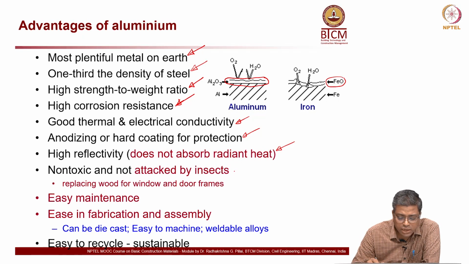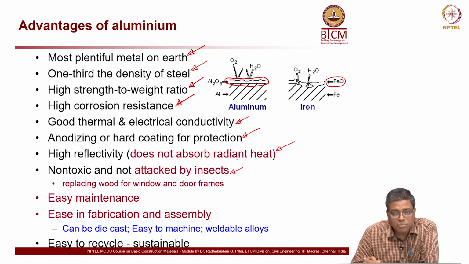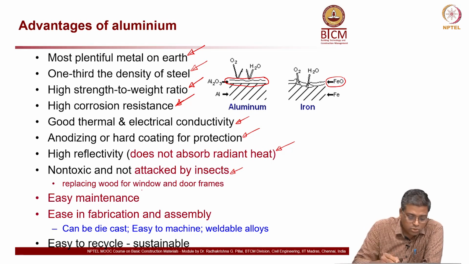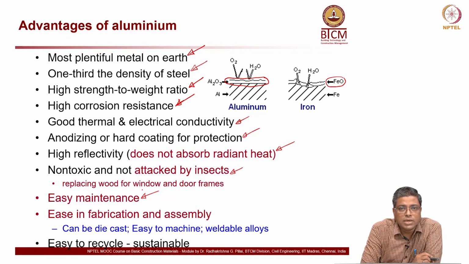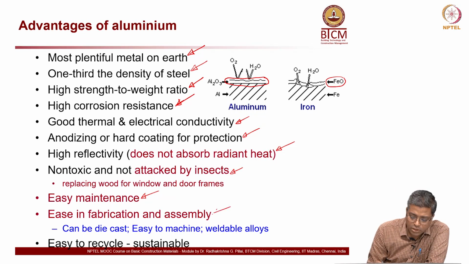Then non-toxic and not attacked by insects like wood or anything, if you want to compare. So, for doors and frames, if you have wooden door and frame, there are possibilities of termite attack, etc. But if you go for aluminum frame, you can forget those kind of problems in the long run. And for maintenance also, it is relatively easy, mainly because it is lightweight and then easy to work with, etc. So, easy to work with and easy to recycle.